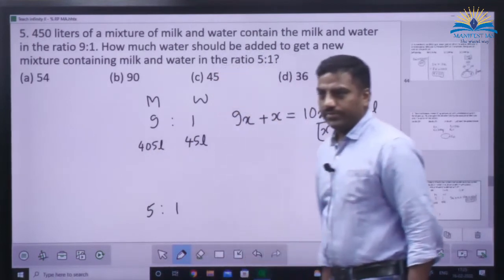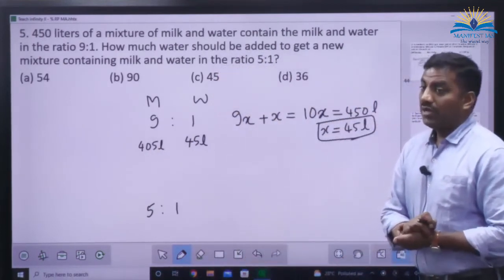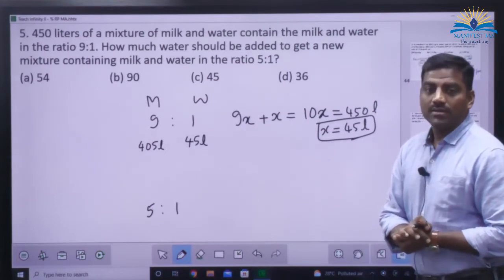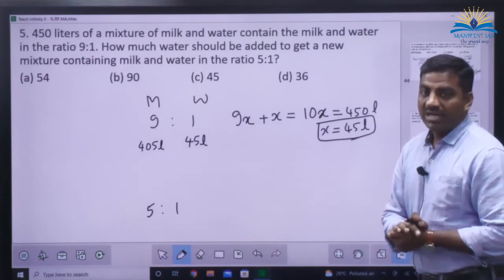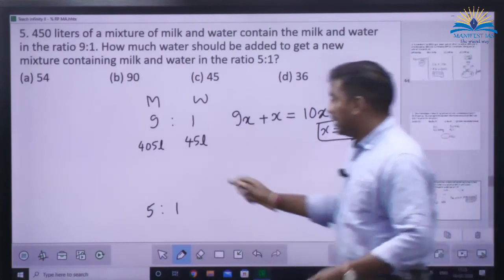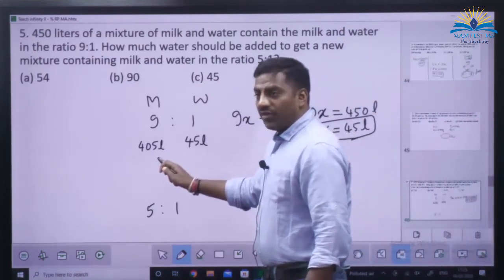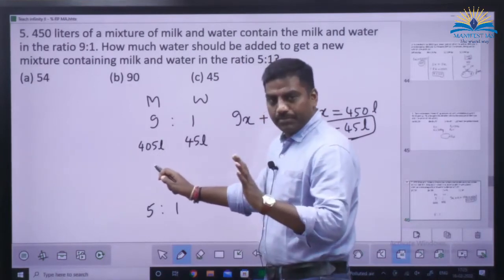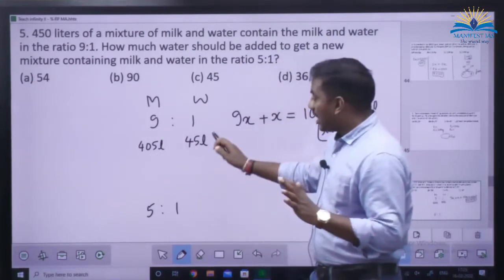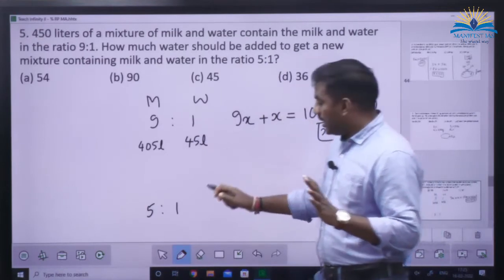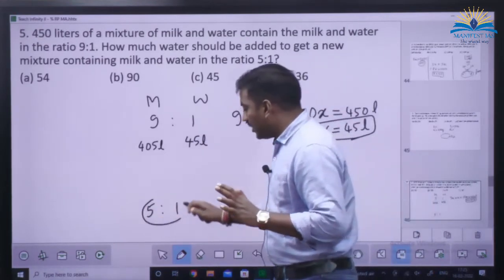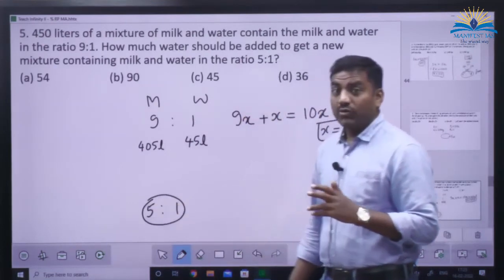Out of 450, if 45 is water, then milk would be 405 liters, right? Now we are not touching the milk. We are adding only water. So this 405 liters will remain the same, correct? And we are going to add something to the water. Now this ratio is becoming 5:1. This is a new ratio altogether.